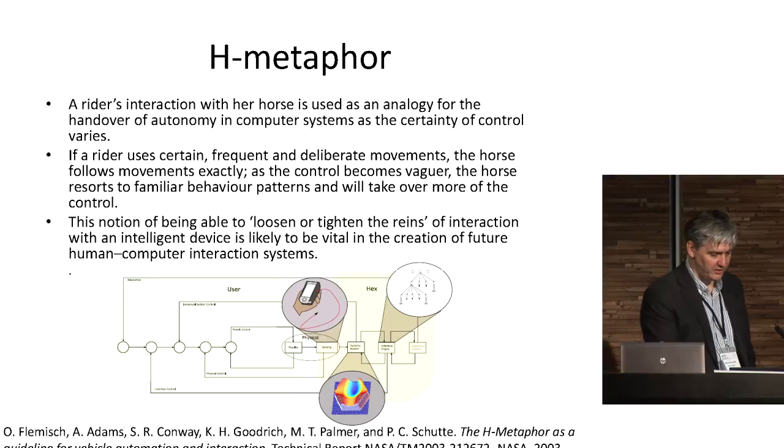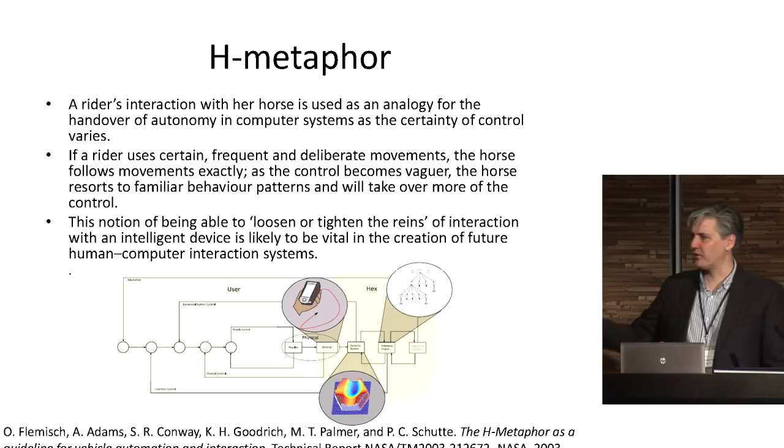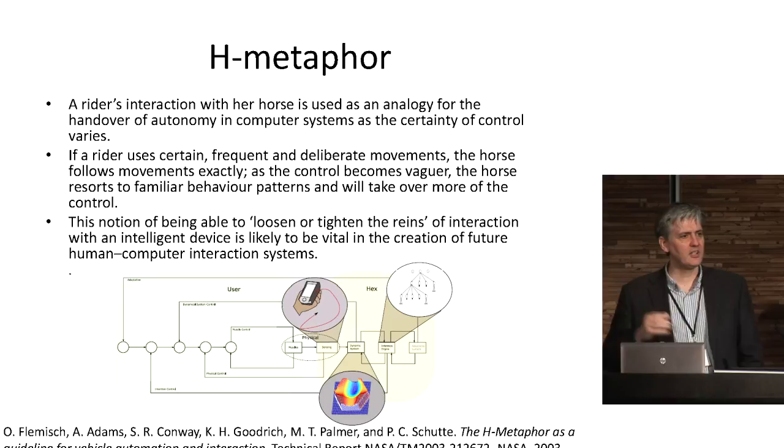And you can relate this to a diagram here showing a hierarchical control system with inner loops, which are the more nitty-gritty of everyday activity, and outer loops, which are gradual adaptations. So machine learning can be used in each of these layers, but tightening the reins is pulling you in towards the inner loop and making you control the system in more detail.